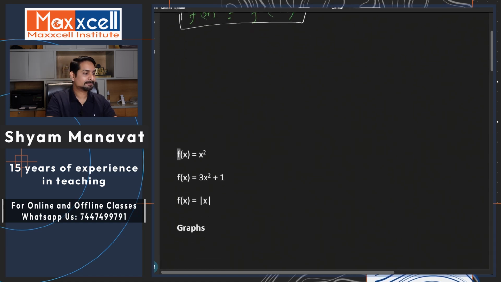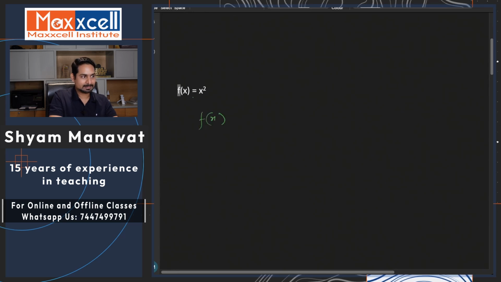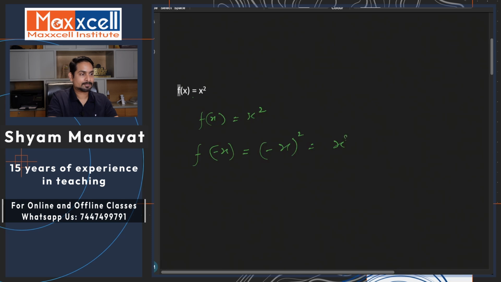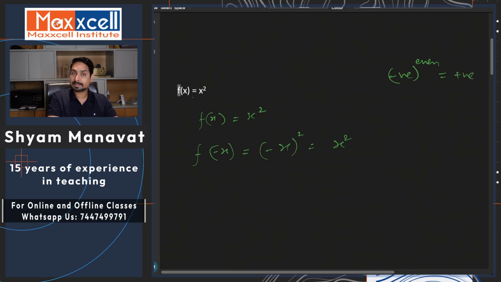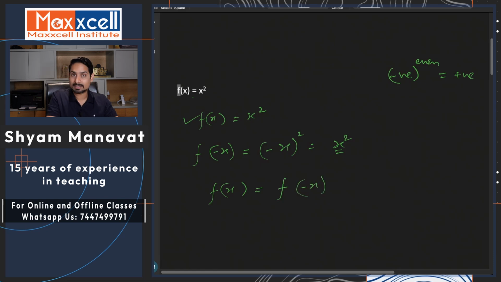Examples. Here you can see we have got some examples. So f of x equal to x square. If you take f of x, that's given as x square, and if you take f of minus x, substitute minus x at the place of x and square it, what will you get? You again get x square, because negative to the power even is what? Positive, right? So you will again get positive x square, which is nothing but f of x. So we can say f of x is equal to f of minus x. These types of functions are called even functions.